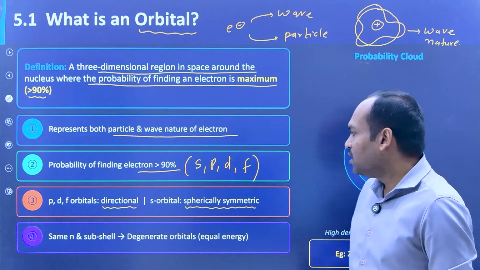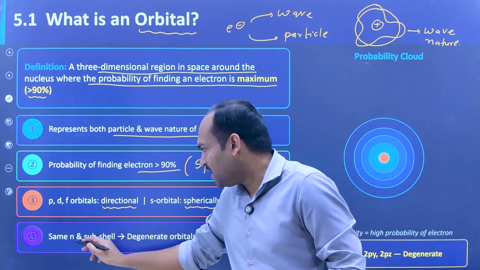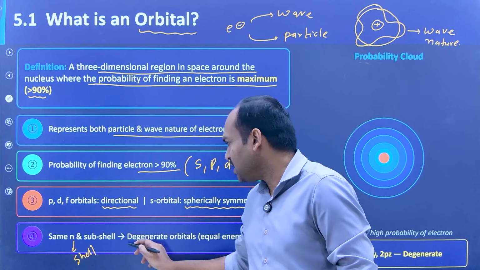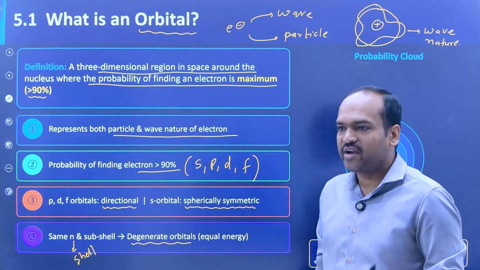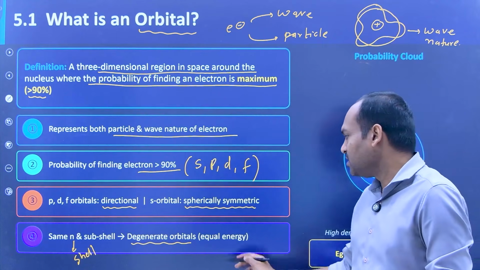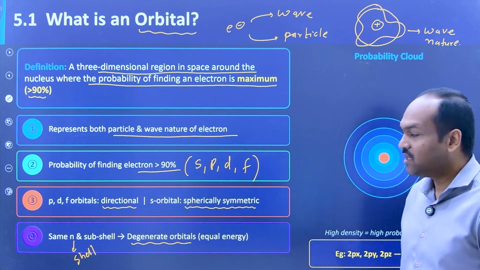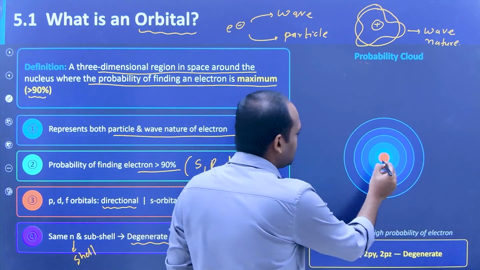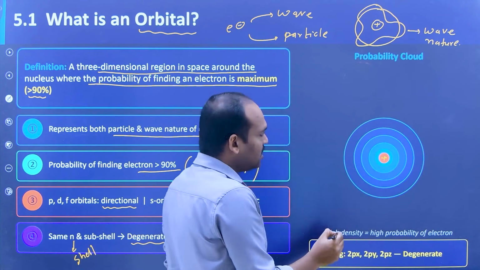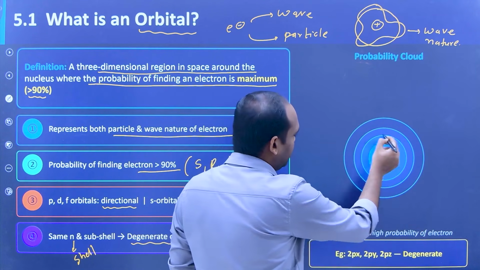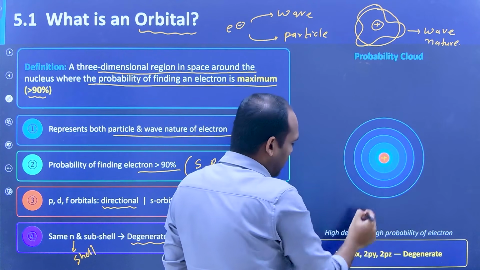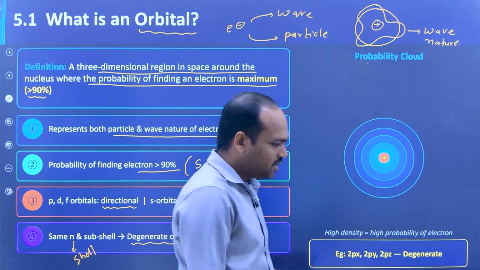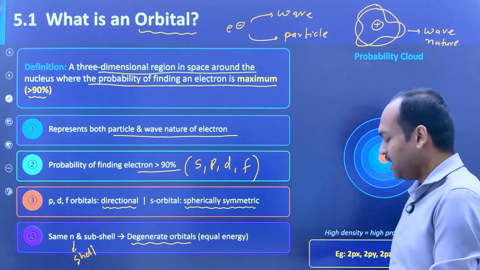Correct. Okay, so if we have the same value of n, meaning shell or orbit, and subshell, then these orbitals are known as degenerate. What is the meaning of degenerate orbitals? Degenerate orbitals means they have equal energy. Degenerate orbitals are having equal energy. So look at this diagram, what is the meaning of this diagram? This part is nucleus, and more density is present here in a spherical manner. High density means high probability of electron. Now here we are taking electron as an electron cloud or the electron density.